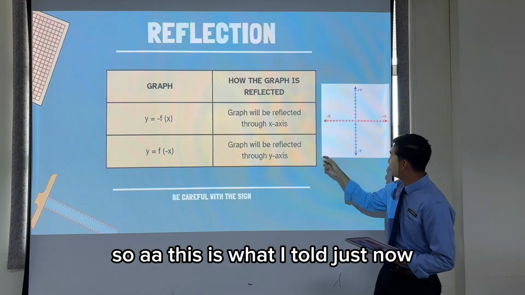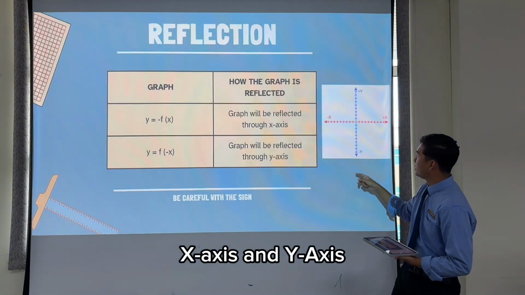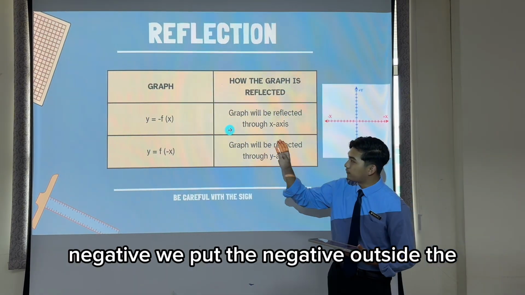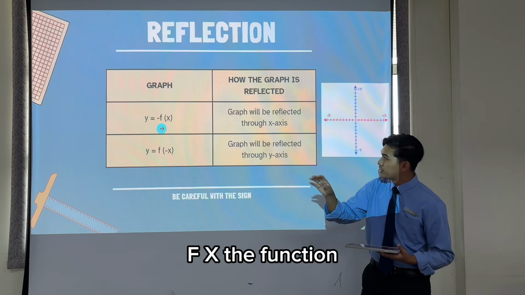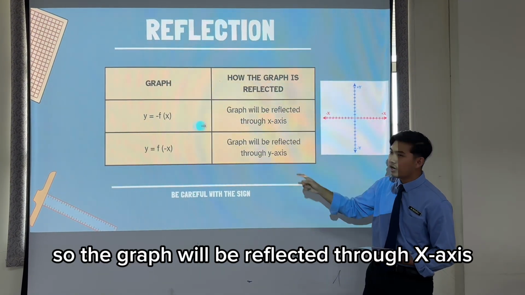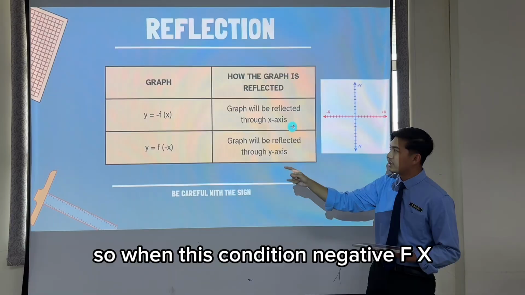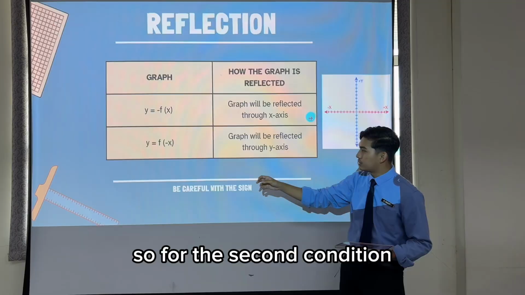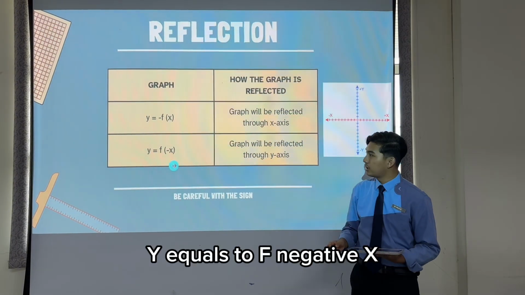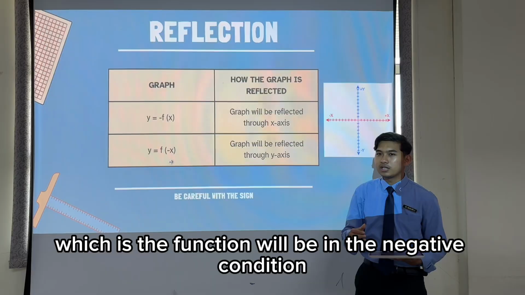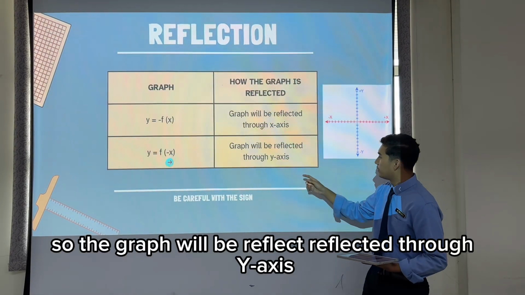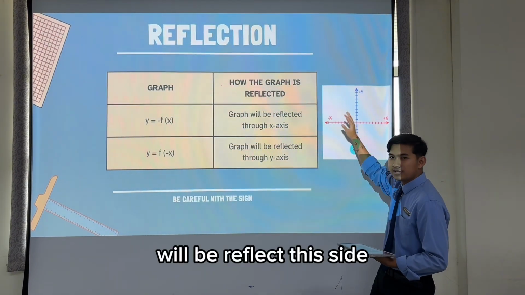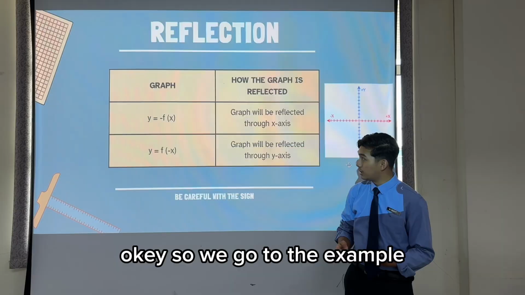So this is what I mentioned, the x-axis and y-axis. For the graph y equals negative f(x), we put the negative outside the function, so the graph will be reflected through the x-axis. For the second condition, y equals f(negative x), where the negative is inside the function, the graph will be reflected through the y-axis. So this side will be reflected to that side. Okay, let's go to the example.